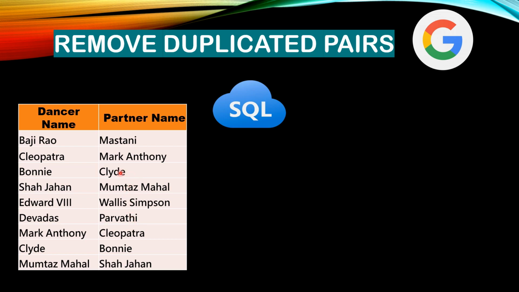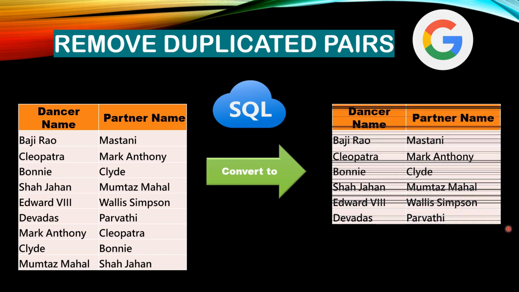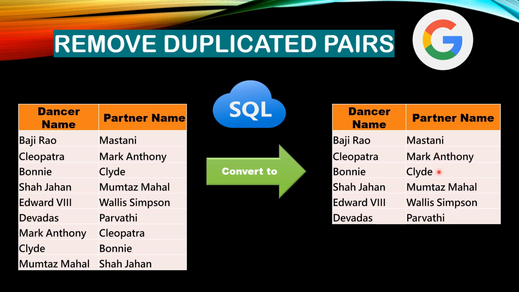Okay, so we can see the duplicated pairs. If you see the last three records, these are the duplicated pairs for the first three records. So we have to remove these duplicated records and we should make the table with the unique pairs. So how do we need to see that? Let's check our output and we can confirm it. If you see, the output has unique pairs with the dancer name and the partner name.